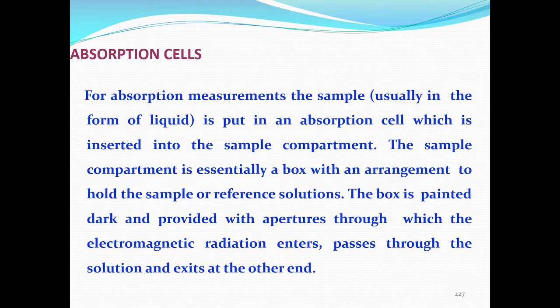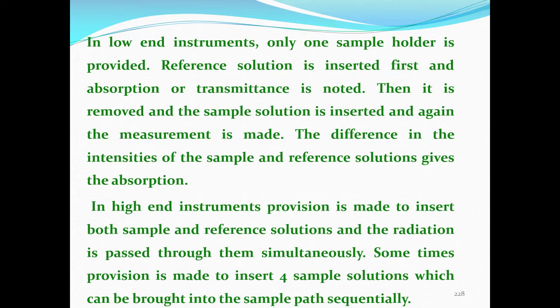That is the requirement. So, in low end instruments there will be only one sample holder, and you have to insert the reference first and then remove it, record the observation, and then put your sample and again record the absorption or transmittance. The difference in the intensities of the sample and reference solution gives the absorbance or transmittance, whichever way we prefer to make the measurement.